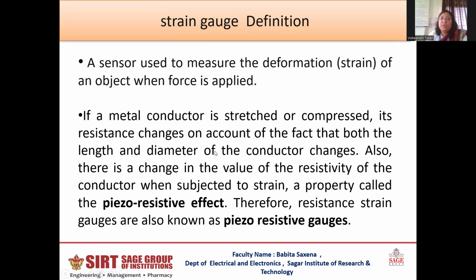Suppose there is a metal conductor which is stressed or compressed, then its resistance changes on account of the fact that both the length and the diameter of the conductor change. This effect is called the piezoresistive effect. In the piezoresistive effect, the resistivity of the material changes because we apply the force, and because of that force, its diameter or its length changes.